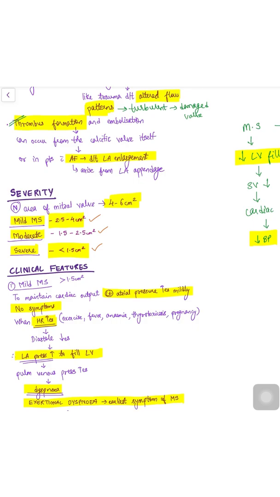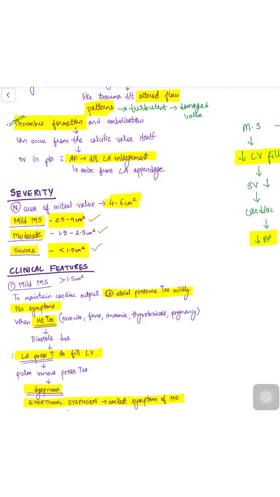But when the heart rate increases, in a case of fever, exercise, anemia, thyrotoxicosis, or pregnancy, what happens? When your heart rate increases, your diastolic time goes down. Diastole is the time when left ventricular filling takes place, right? So if your diastole decreases, your left ventricle is not going to fill. The left ventricular filling has decreased, which means there is more volume in the left atrium, and the left atrium has to generate more pressure to fill the LV. So the LA pressure is going to rise.